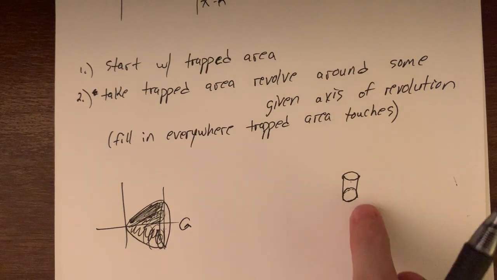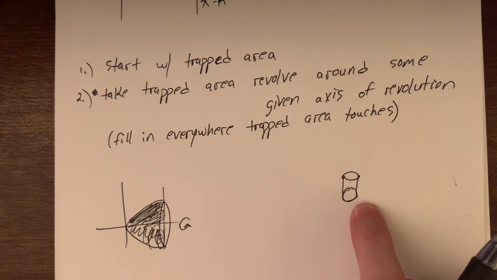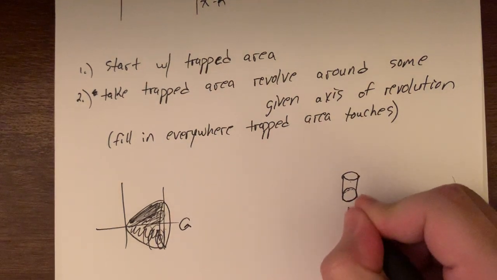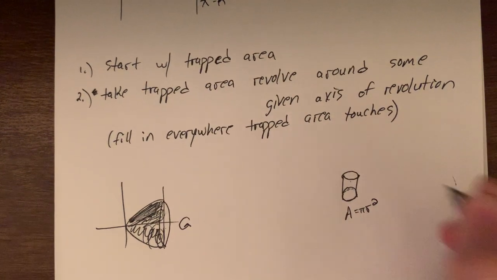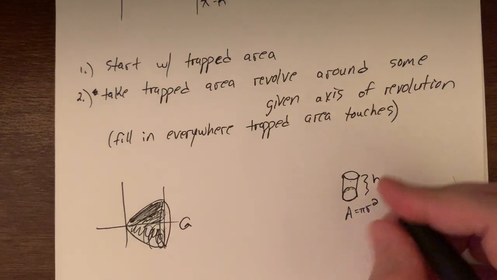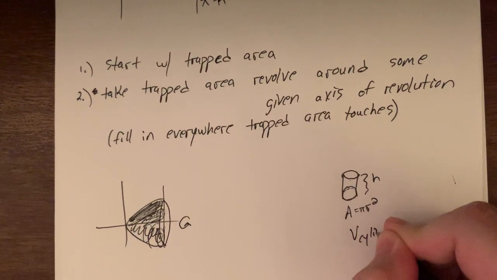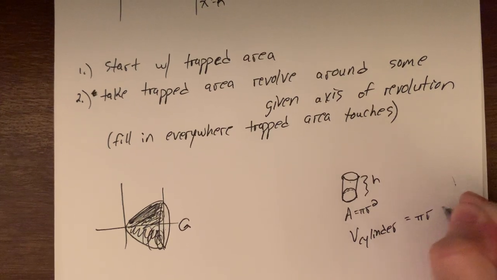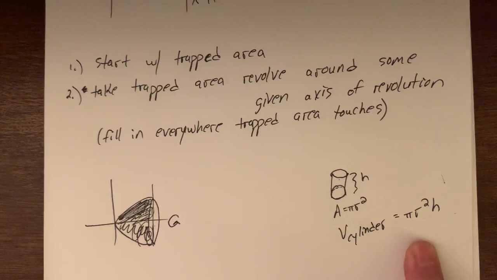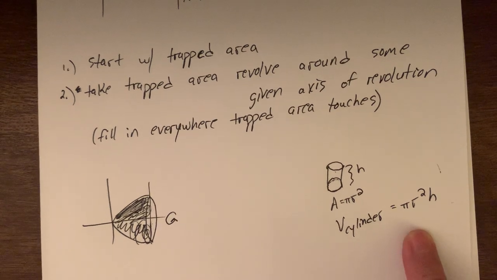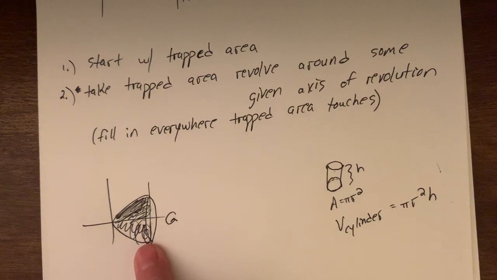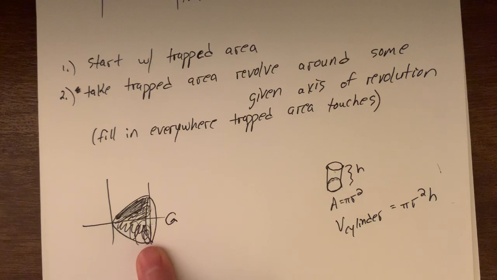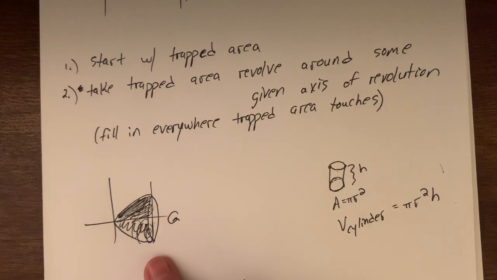This one, or you know, like your soda can, something like that, any kind of a cylinder, is built on a circle. So the area of the circle is pi r squared, and then you get this extra component height, so that the volume of a cylinder is equal to pi r squared h. I am going to use this in this picture to get our first formula. So again, this is not a cylinder, but what can I do? Well, what if I chop it?